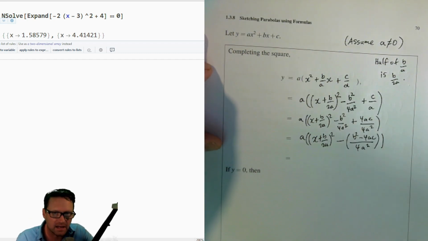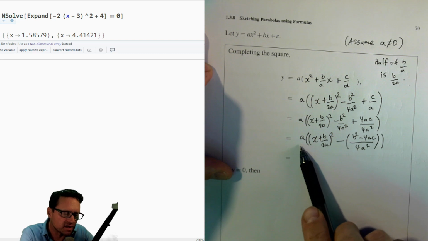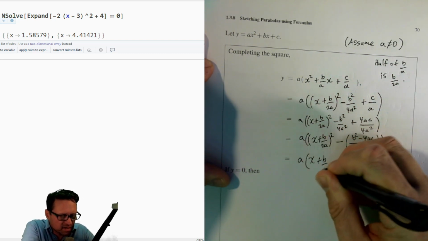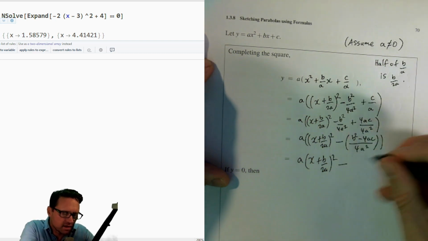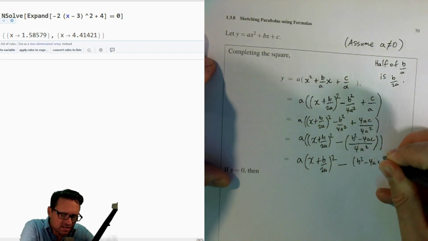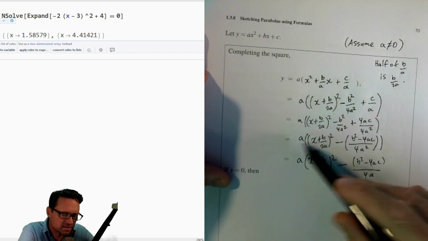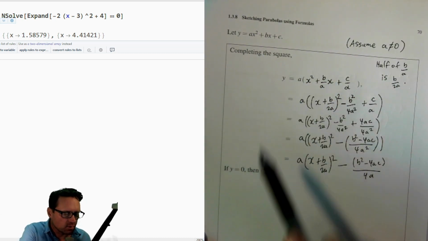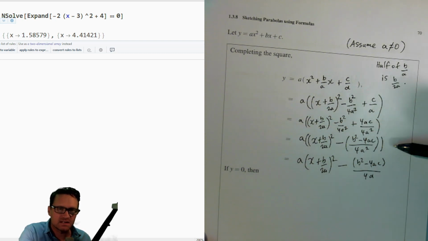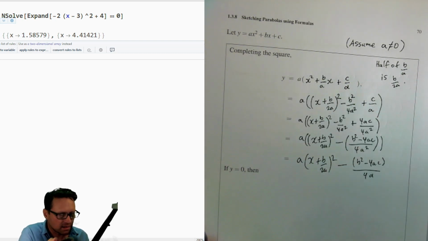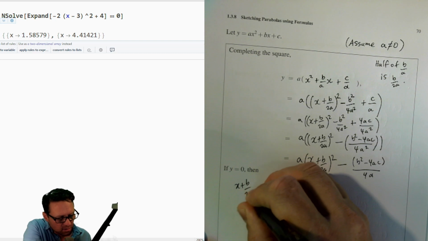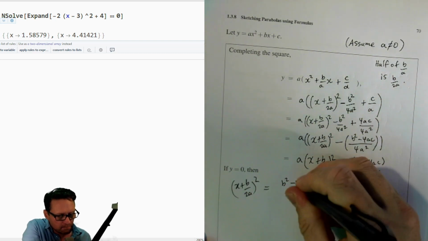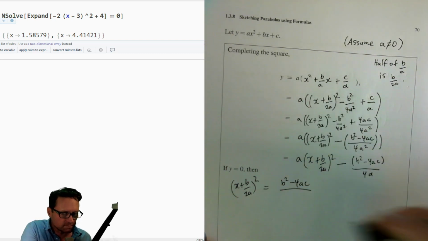Then we can, if we want to, expand distributing that a over the difference. When we do that, we have a times x plus b over 2a all squared, and then minus b squared minus 4ac over 4a. Right? Because a divided by a squared is 1 over a. Now if y were equal to 0, then I could take this line, divide throughout by a, and get x plus b over 2a all squared is equal to b squared minus 4ac over 4a squared.